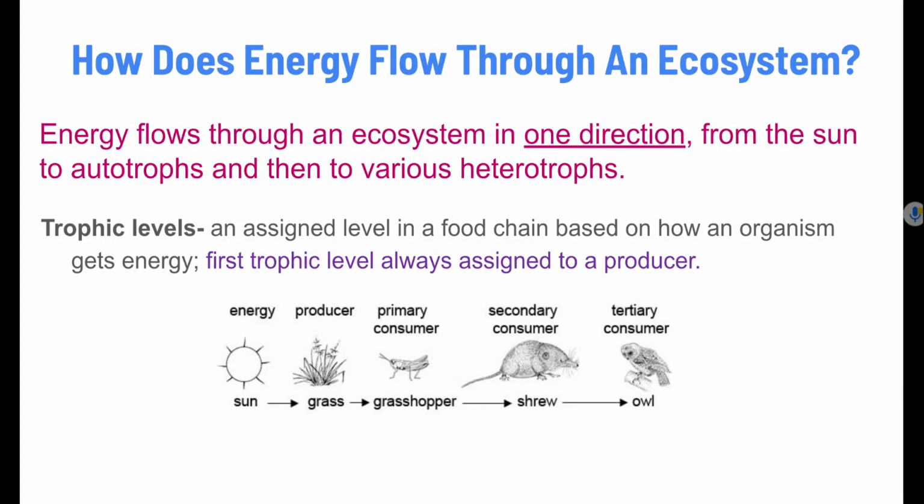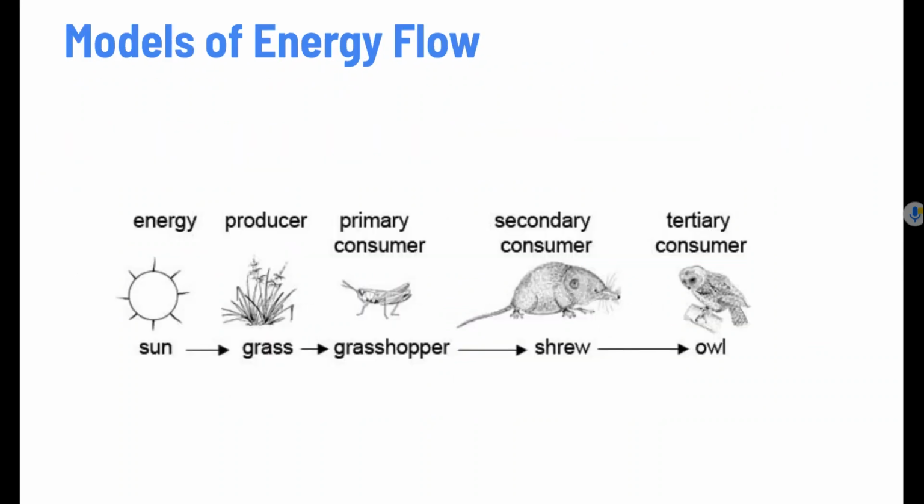So, how does energy flow through an ecosystem? It flows in one direction from the sun to autotrophs and then to various heterotrophs. These autotrophs and heterotrophs can be assigned a level based on the order in which they receive energy, and we call these levels trophic levels. These are levels in a food chain based on how an organism gets energy. The first trophic level is always assigned to a producer or autotroph.